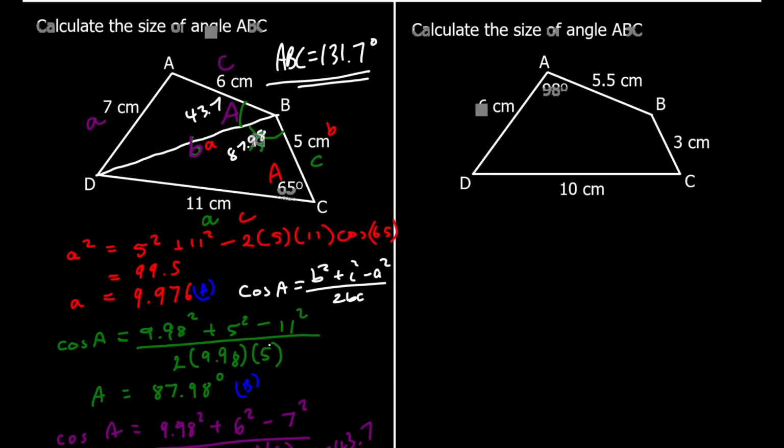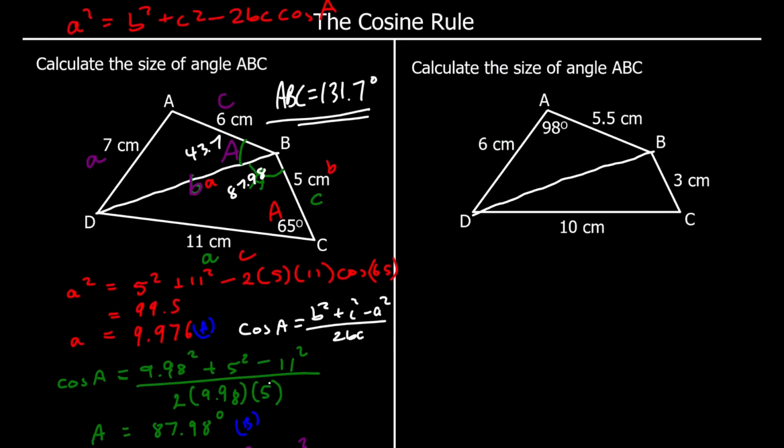And one for you to try. So pause the video and have a go at that. So again, the question says find the sides of angle ABC. We're going to have to cut it in half this way and use the cosine rule to find BD. So that will be big A, little a, B and C.